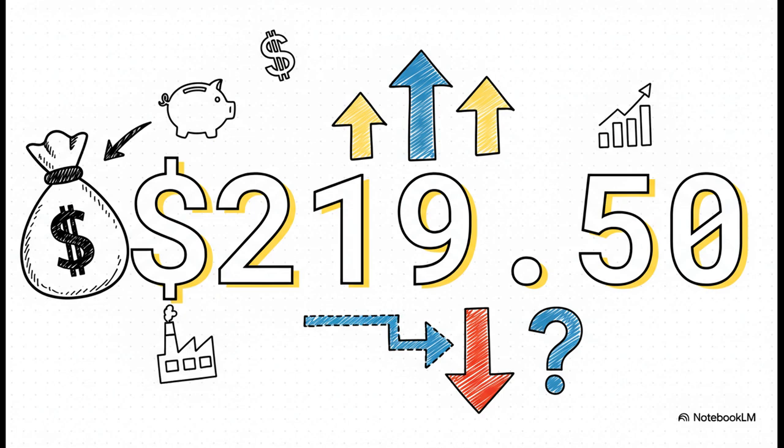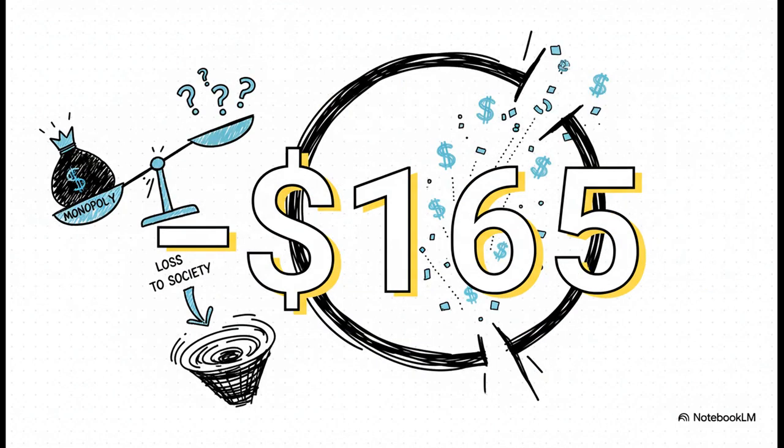So, wait a minute. If consumers lost over $380, but the company only gained about $220, where did the rest of that money go? That missing $165, that is what economists call deadweight loss. It represents all the buying and selling that would have happened in a normal competitive market, but didn't because the monopoly's price was too high. It's economic value that just, poof, vanishes. It benefits absolutely no one. It's a pure net loss to society.